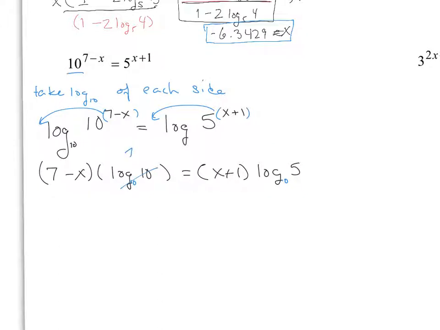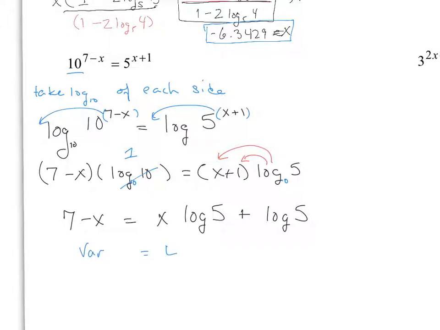Log base 10 of 10 is my identity, so that is equal to 1. On the left side of the equation, I just have 7 minus x. Over here on the right-hand side, remember, I've got to distribute. So after I distribute, I have x times log of 5 plus just the log of 5. At this point, I want to get all of my variables on one side, and everything else on the other side.